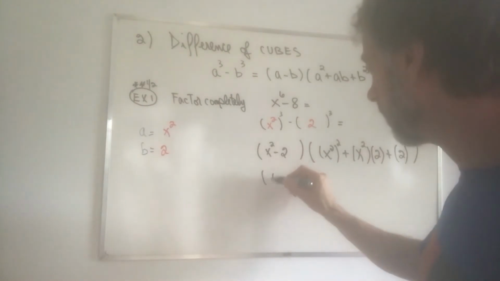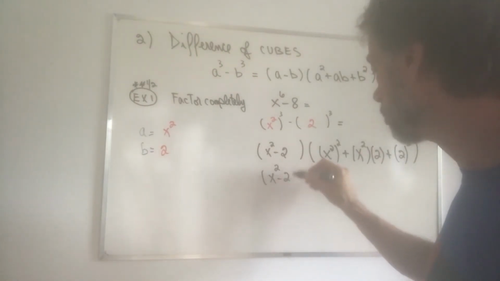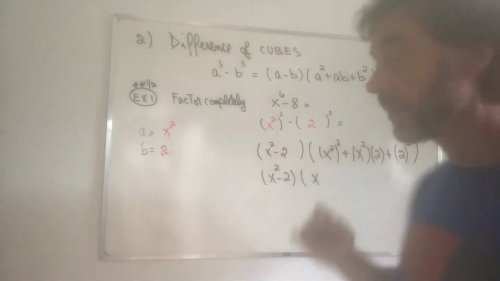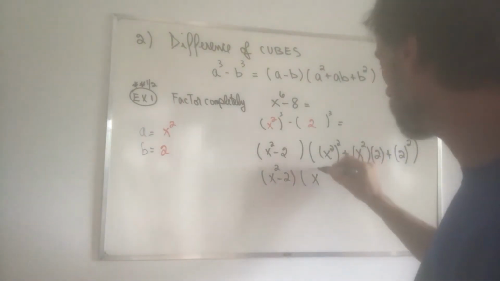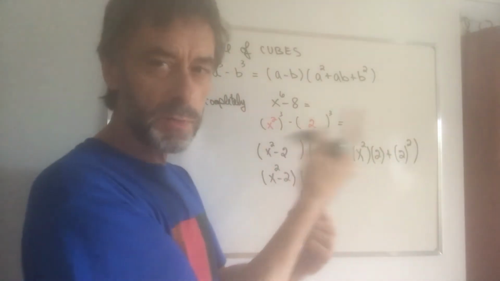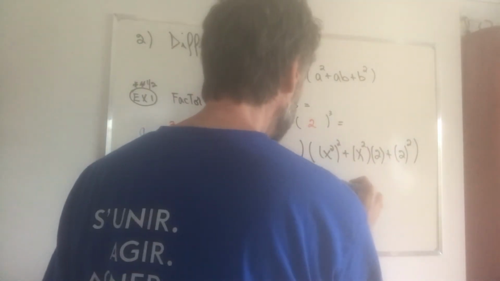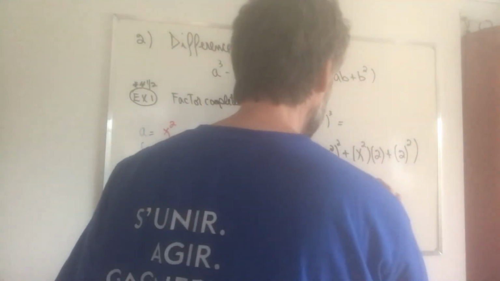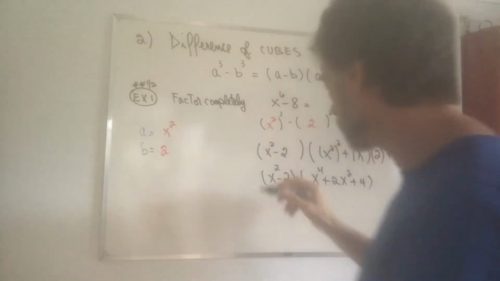Can be simplified a little bit, claro, no? So (x^2) squared can be written as x^4. x^2 times 2 looks weird, right? The x^2 in front of the 2, so we're going to make it look less weird. We're going to write 2x^2, and 2 squared is 4. And that's our final answer.